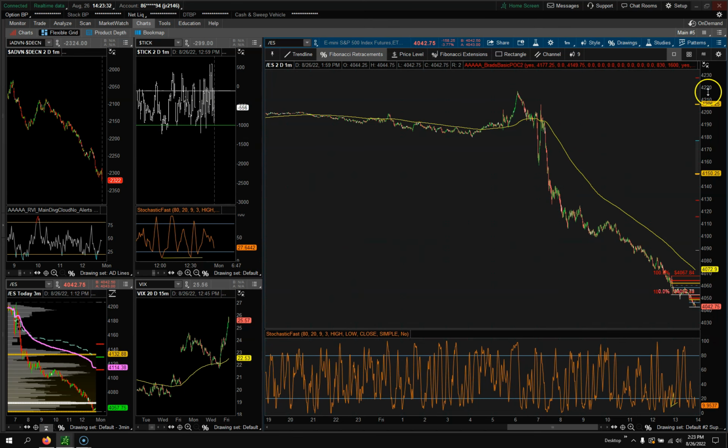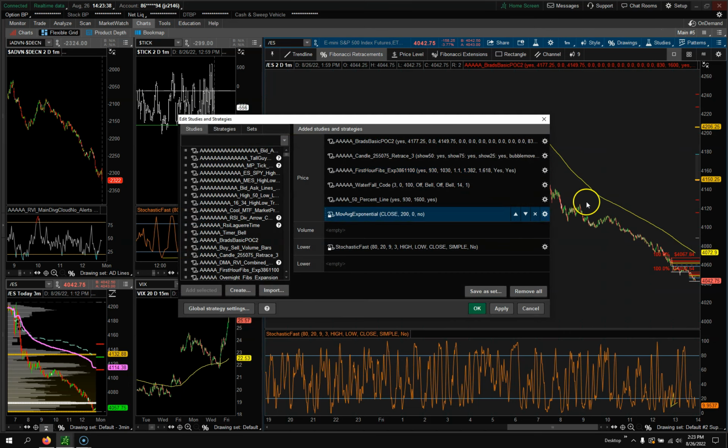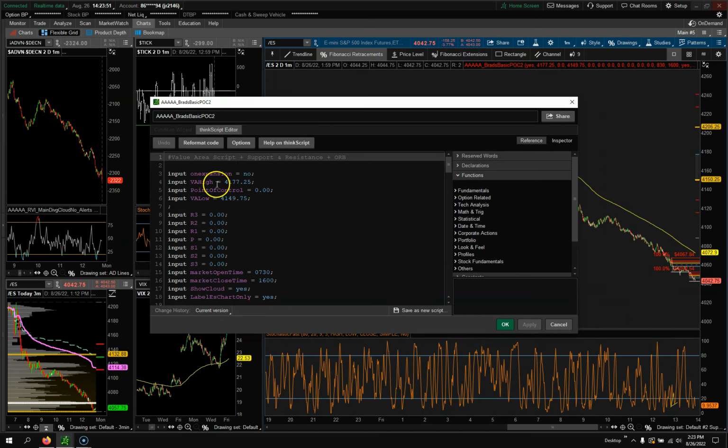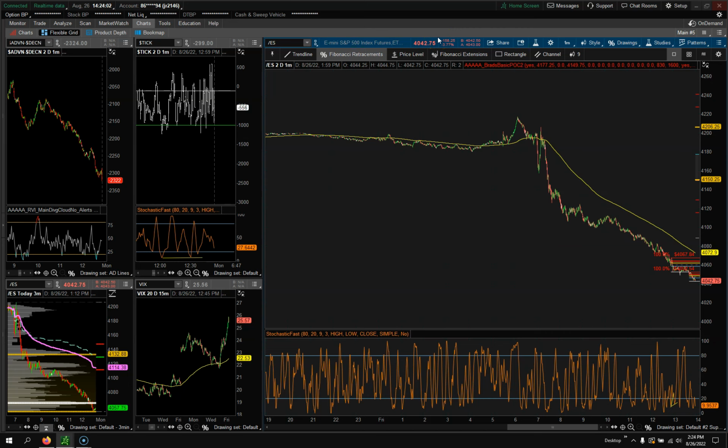Also, over here I have a couple of codes. If you go into the studies on my 1-minute chart, I have my waterfall code, my 50% line for the open, and Brad's basic POC. All I care about is I'll click there and change these two, value area high and low, which you can find on shadowtrader.net. I update those every single morning. Really helpful, great for scalping, looking for a quick point when things line up.